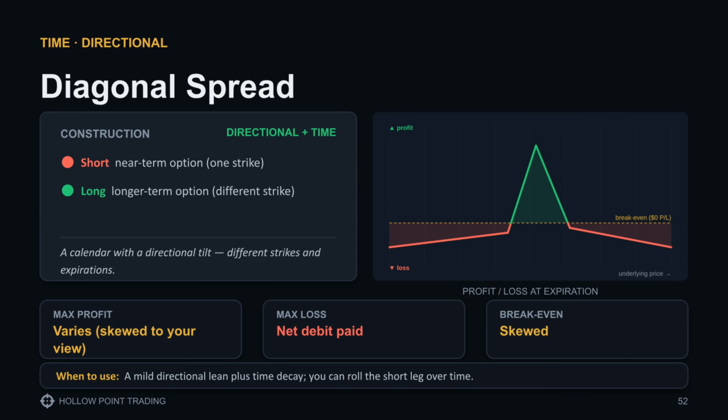A diagonal spread is a directional and time-based strategy. It involves selling a near-term option and buying a longer-term option at a different strike. It is essentially a calendar spread with a directional tilt, allowing you to roll the short leg over time.